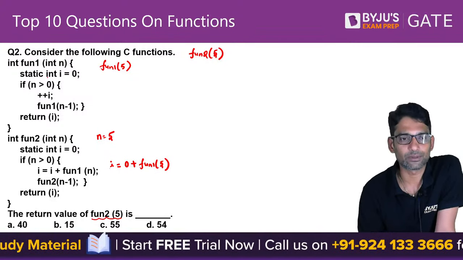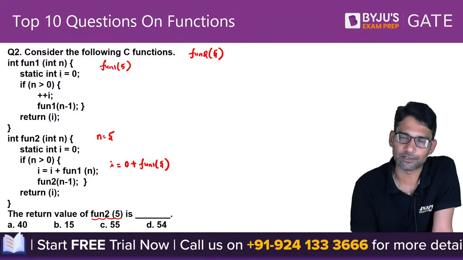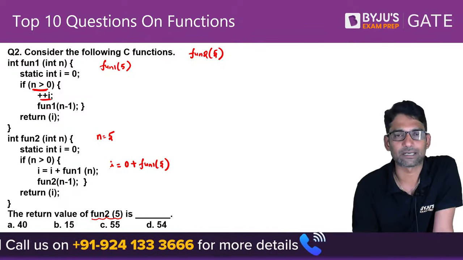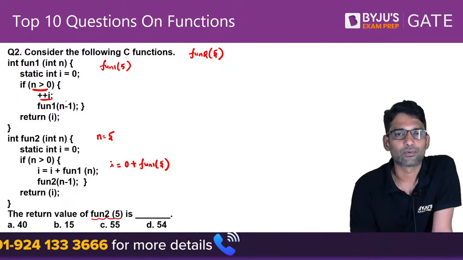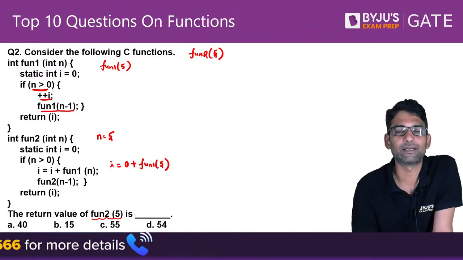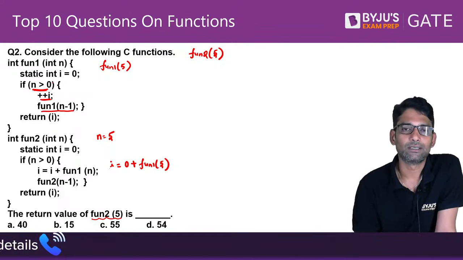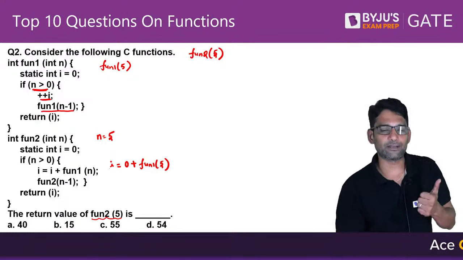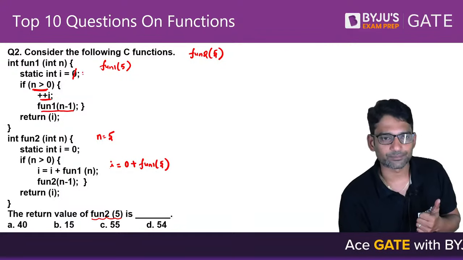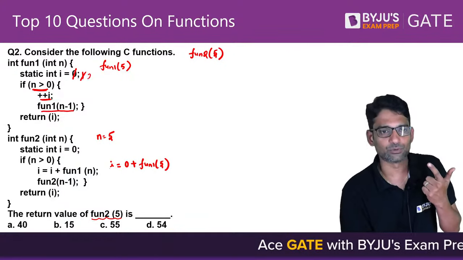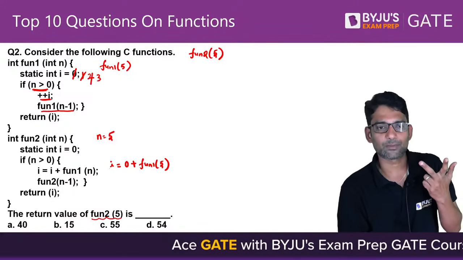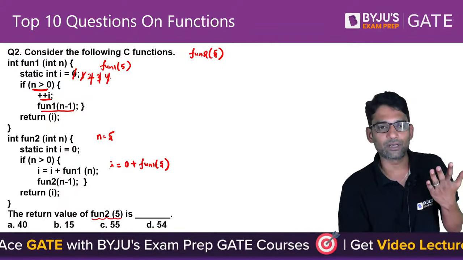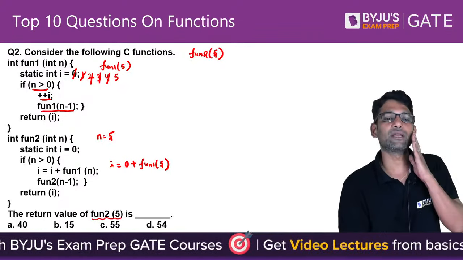N equal to 5, there is again one more static variable in Fun1, that is I again, until n greater than 0, plus I. And the function is repeatedly called, recursively called. So how many times this will be called? For 5, I becomes 1. For 4, I becomes 2. For 3, I becomes 3. For 2, I becomes 4. For 1, I becomes 5. For 0, the if condition will be false.